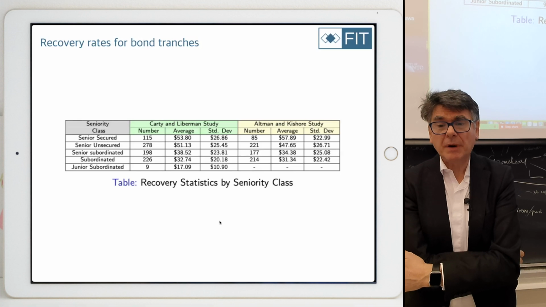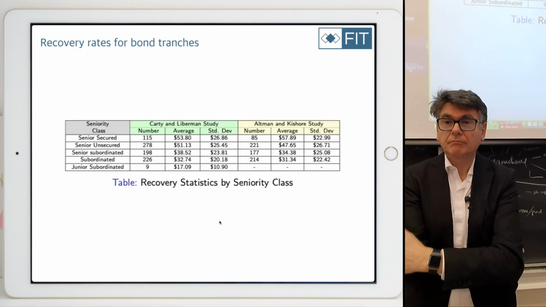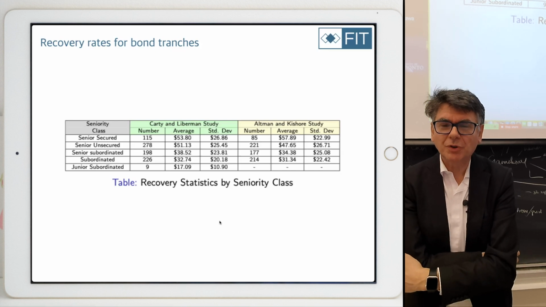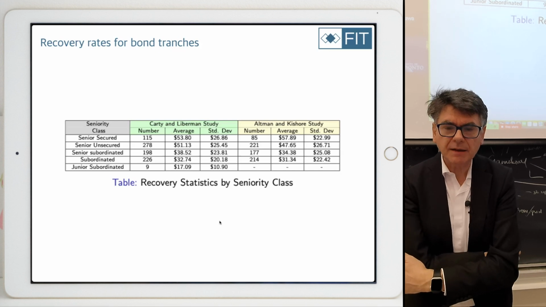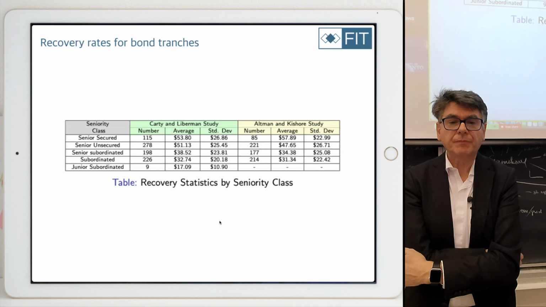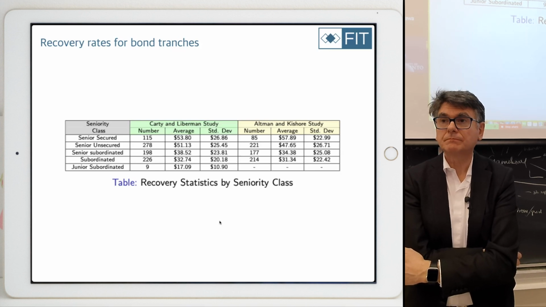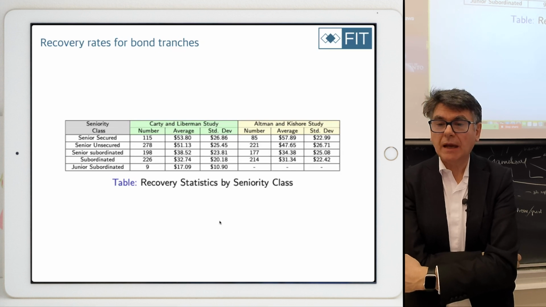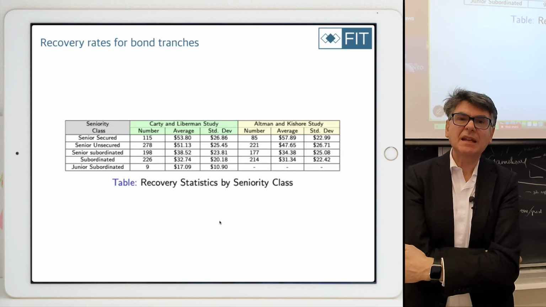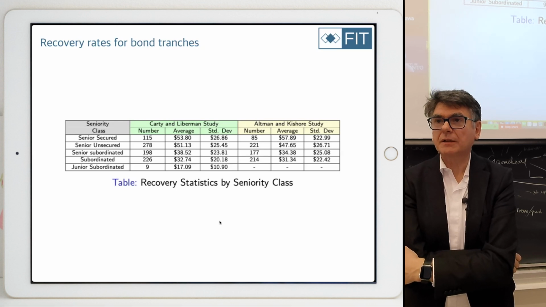Let me look at the study by Altman. No particular reason. He's a friend of mine. So they looked at 85 such deals, and they saw that the average recovery rate was 57%, with a standard deviation of 22. That means that the recovery rate would range between 30 and 70, something like that. It's just to give you an idea, right?